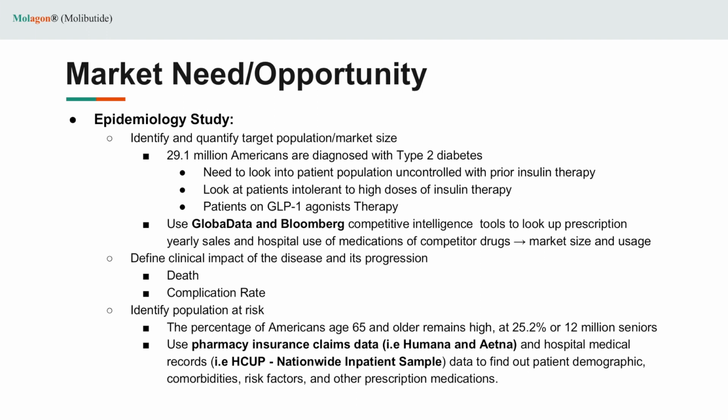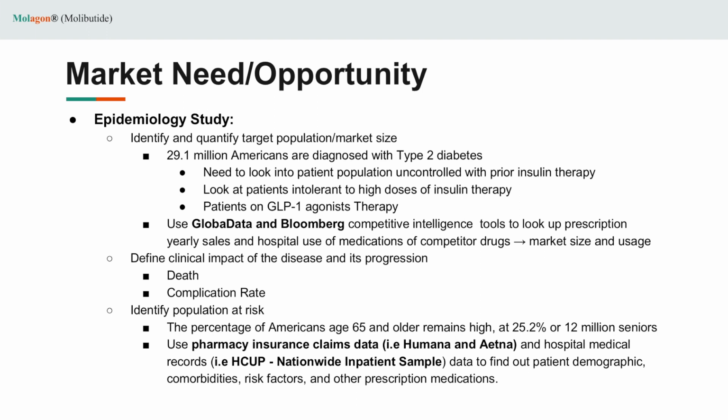This will include looking at patients uncontrolled with prior insulin therapy, patients who cannot tolerate higher doses of insulin therapy but are still uncontrolled, patients who are contraindicated to GLP-1 therapy, and many more variables that fit into molybutide's target population. It is also important to quantify the use of the current diabetes medications. So looking into competitive intelligence tools, platforms such as Global Data and Bloomberg will be helpful in looking at yearly prescription sales and hospital use. With this data, this can help gauge the medication use and market size of type 2 diabetes.